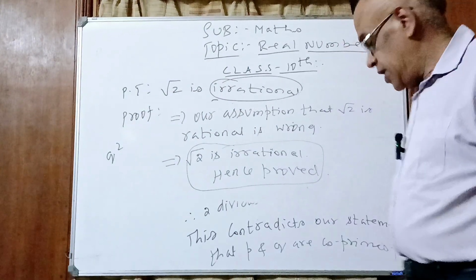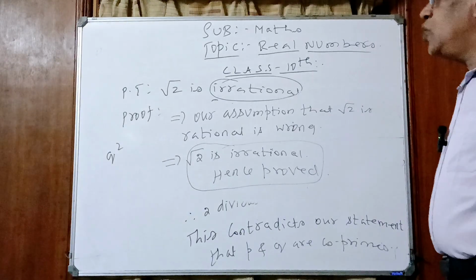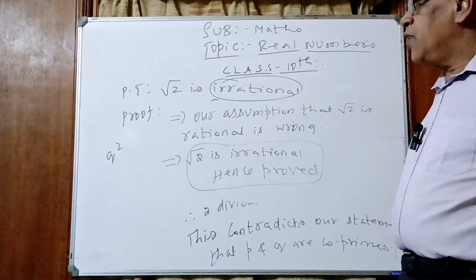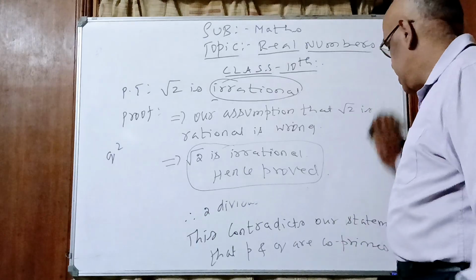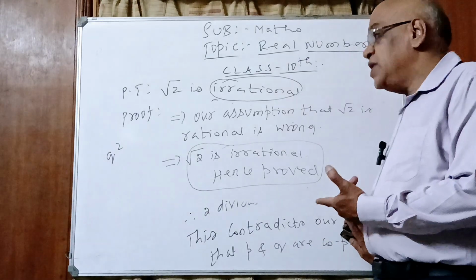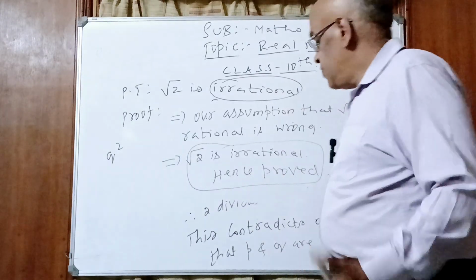So this is 3 marks, children. Root 2 or root 3 plus 5, 1 by root 2, whatever it is, same procedure. Please pause this video, practice and practice with other numbers.